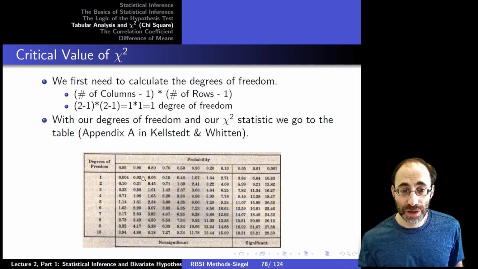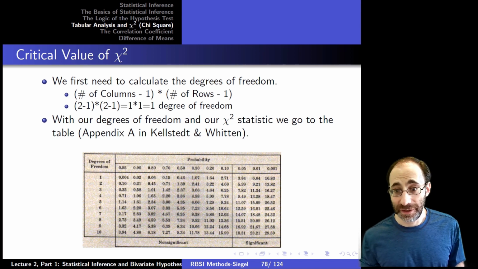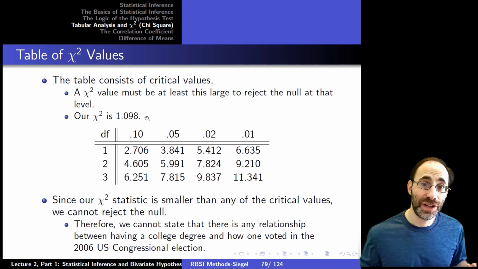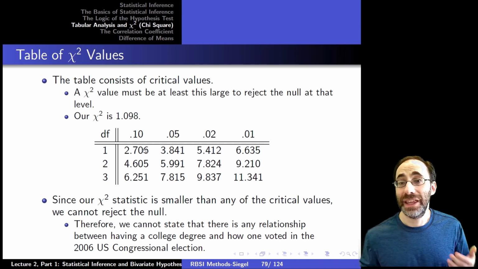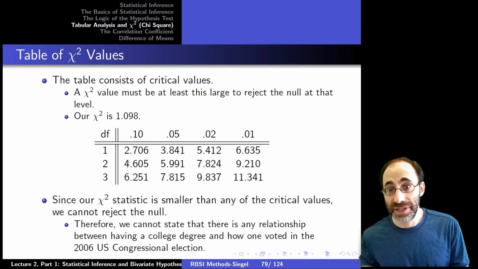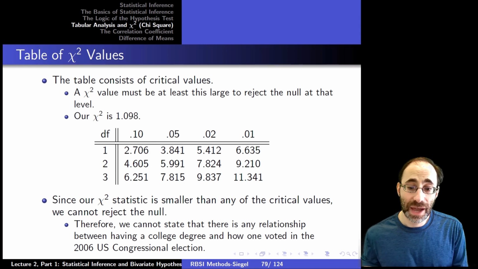And we read over from 1, so the first row is 3.84, and if we want to be 95% confident that our independent variable was associated with our dependent variable significantly, we would need the chi-squared statistic to be greater than 3.84. Is it? No. It's less than a third of 3.84, so it is not significant. It's not significant even at the 90% level. It is simply not significant. So because the chi-squared statistic we have is smaller than its critical value, we cannot reject the null hypothesis in this example. Therefore, we cannot state that there's a relationship between having a college degree and how one voted in the 2006 congressional election. Okay.